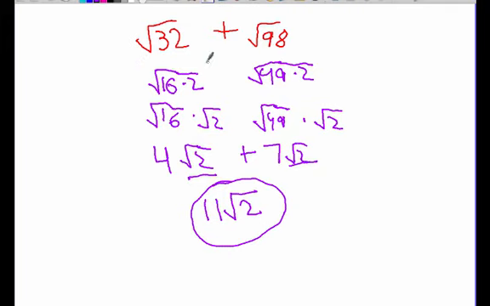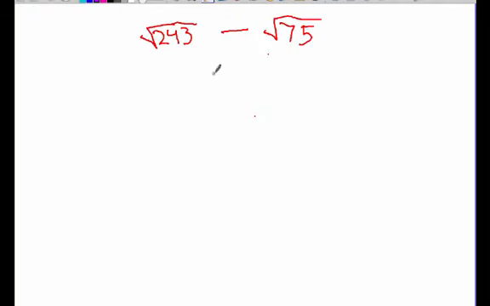So this is the sort of problem we're going to be talking about a lot in class tomorrow. It's the sort of problem you're going to see on a test. You need to make sure that before you add or subtract, you first simplify the radicals. All right? So let's do one last problem together. All right. So we're going to take a look at this for a second.